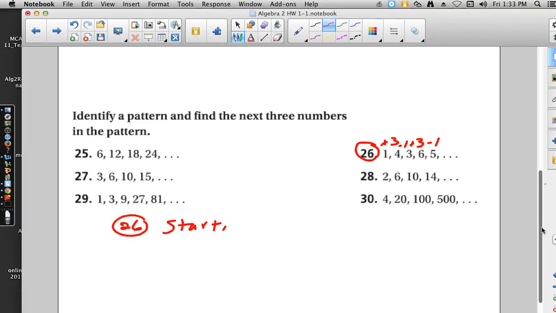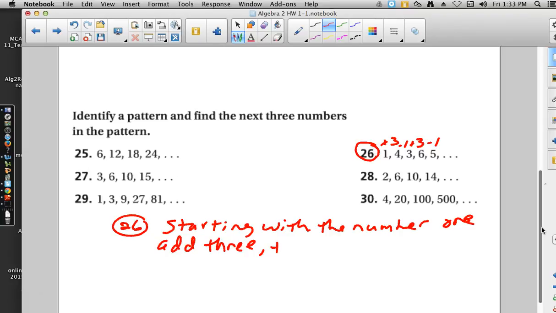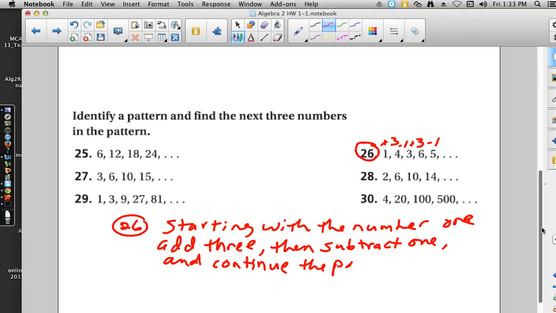So we'll say, starting with the number 1, add 3, then subtract 1, and continue the pattern. That's what we're doing. We're adding 3, then subtracting 1, adding 3, and subtracting 1.